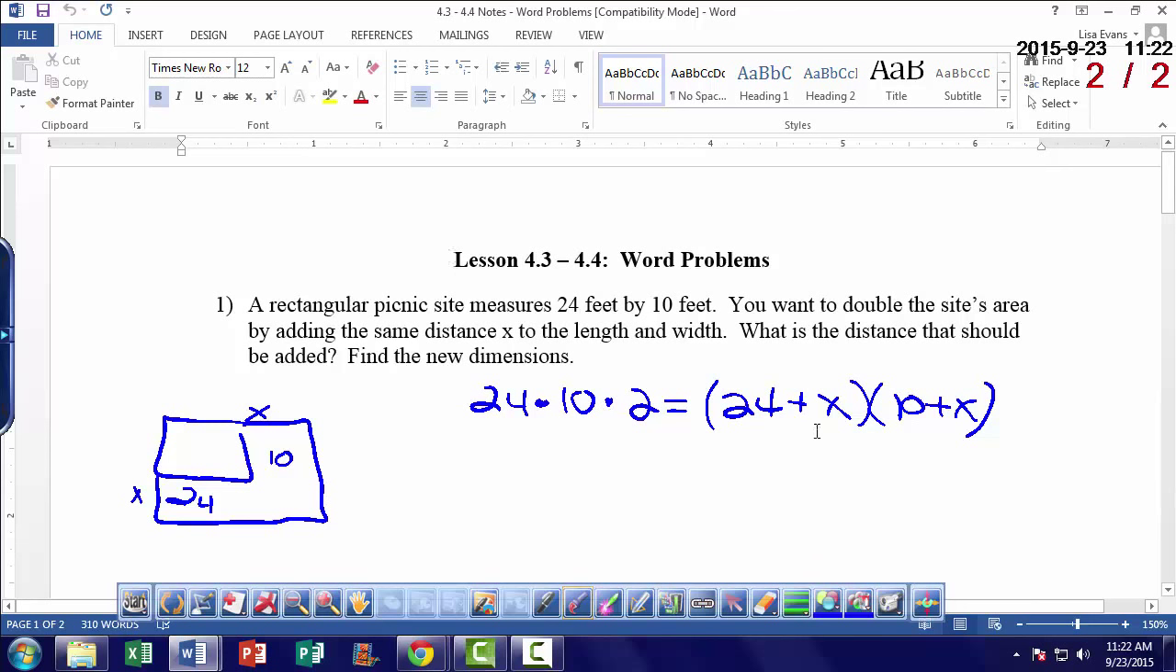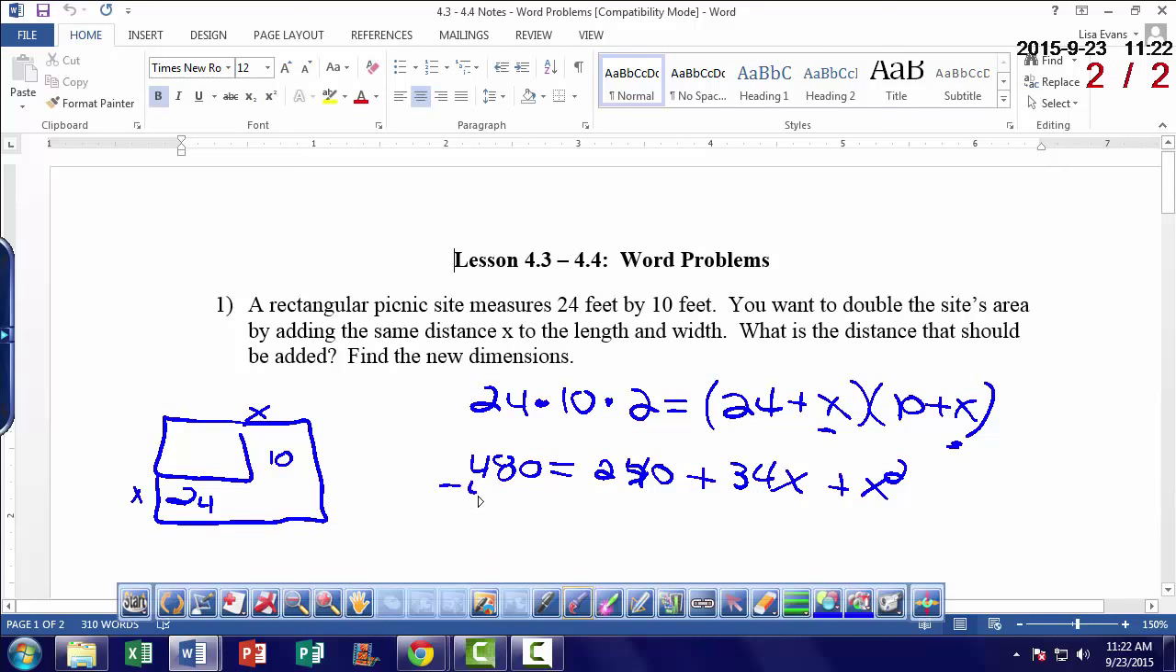So we're going to go ahead and solve for x because we want to know what that distance is. We want to know what distance should be added, and we want to find our new dimensions of the rectangular picnic site. So we're going to FOIL this out, and I'm going to multiply the 24 times 10 times 2, so I get 480 equals, when I FOIL this out, I get 240 plus 34x plus x squared. Now when we solve quadratic equations, we want to put it in descending order and we want to get it equal to 0.